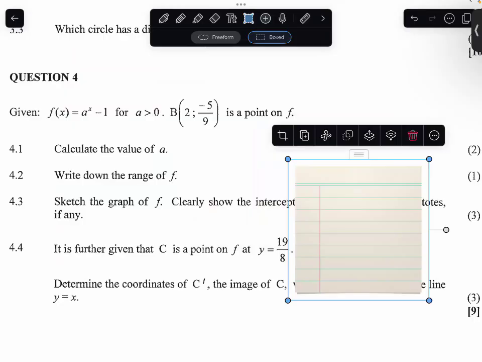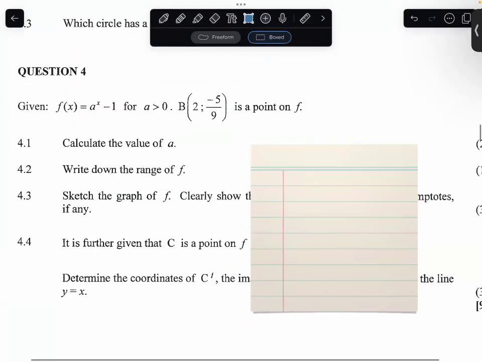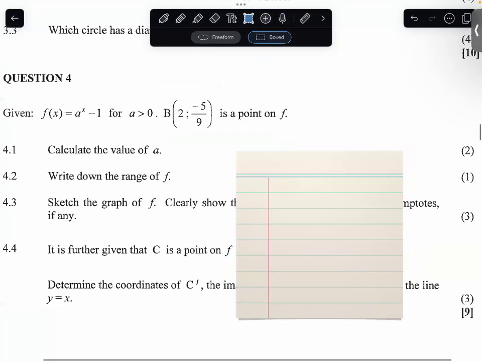Right. Question 4. It says, given f of x is equal to a to the x minus 1, where a is positive, and (2, minus 5 over 9) is a point on f. 4.1, calculate the value of a.